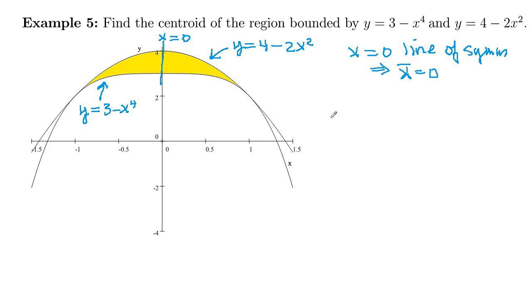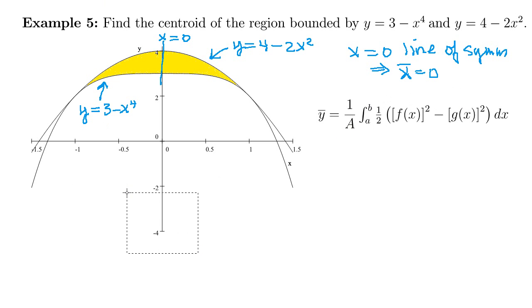So let's go ahead and bring in our equation for the y-coordinate of the center of gravity here when you've got region between two graphs. So remember that looks like this. 1 over the area times the integral from a to b 1/2 f of x squared minus g of x squared. So we first have to find that area between the graphs of the function. So let's go ahead and do that.